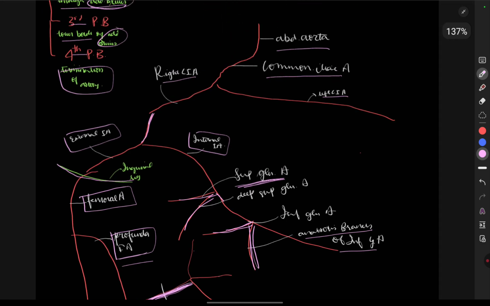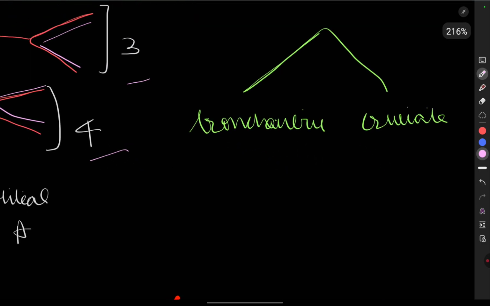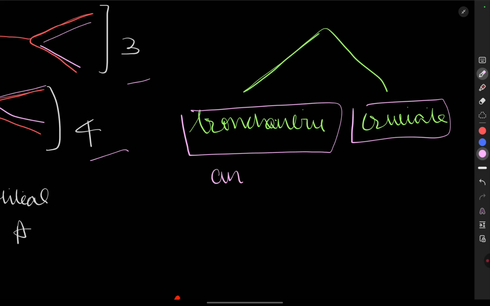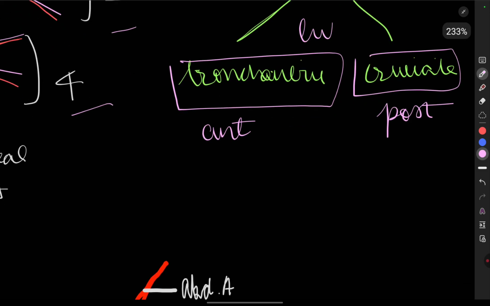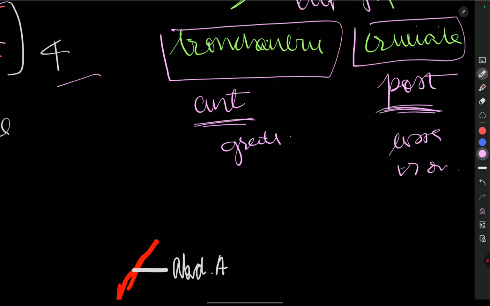We saw the branches of everything. Okay, see, we have two anastomoses, trochanteric anastomosis and cruciate anastomosis. Trochanteric is on the anterior side, cruciate is on the posterior side. This is near the hip joint, anteriorly near the greater trochanter, and this is near the lesser trochanter. Okay, lesser trochanter.